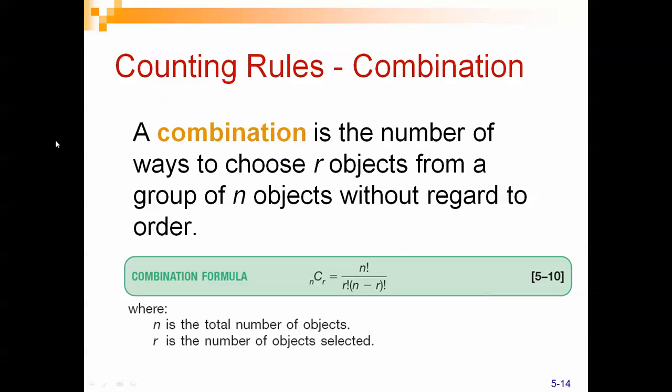And as I said, think of the combination lock. It really should be called a permutation lock because the order that you put the numbers in makes a difference. And here's the formula for the combination. It's very similar to the permutation, except that now we're multiplying the number of objects selected, factorial, times the total number of objects minus the number of objects selected, factorial, in the denominator.